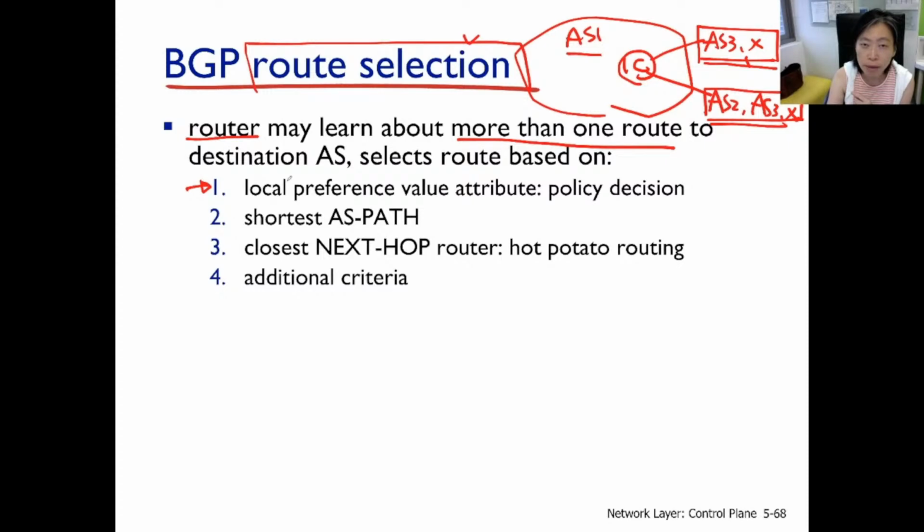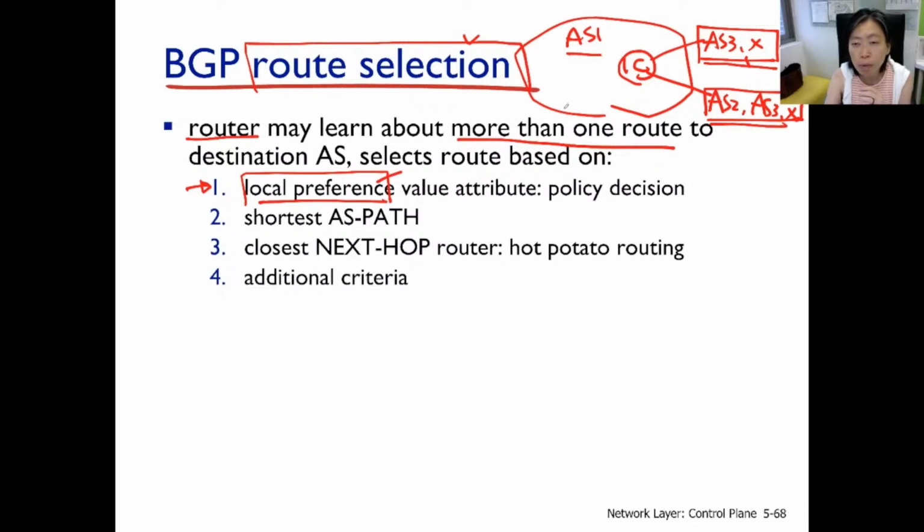Step number 1, check the local preference of these routes. So if you recall earlier, a route is what? Composed of the destination network's prefix and a set of these attributes. So we know that AS path is one attribute. Next hop is one attribute. There's one more attribute called the local preference. So this one actually weighs the highest. So BGP actually checks the local preference first and takes the path with the highest local preference.